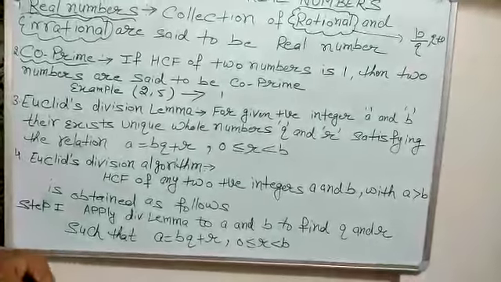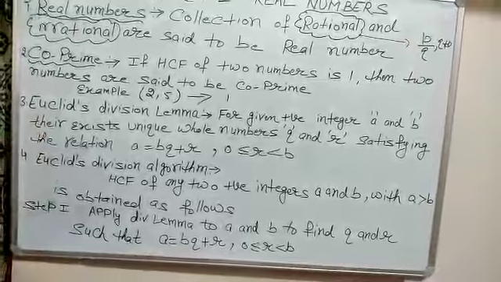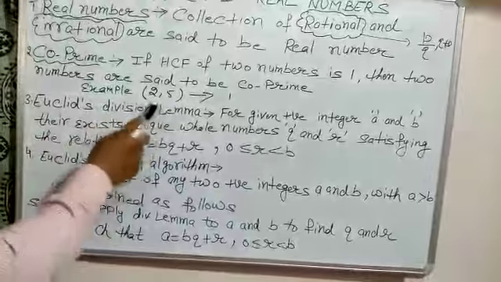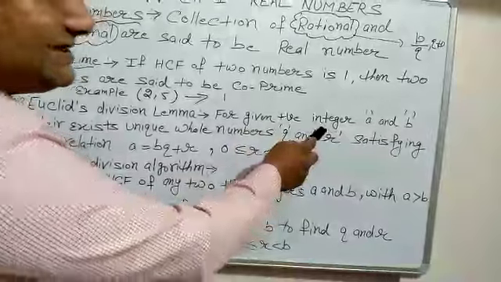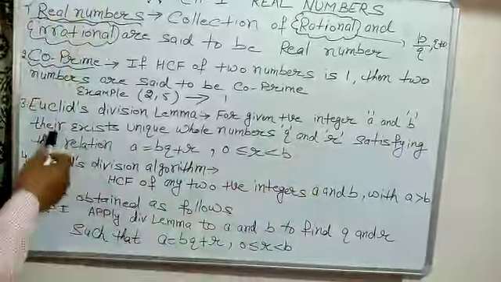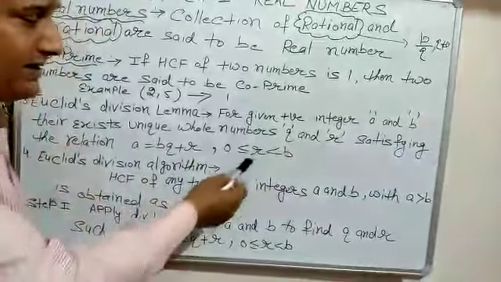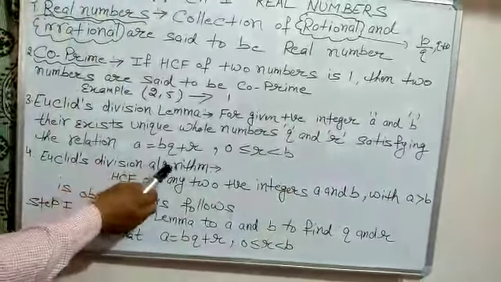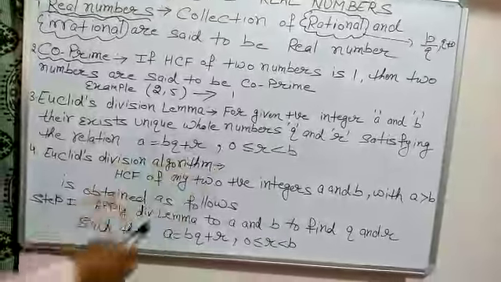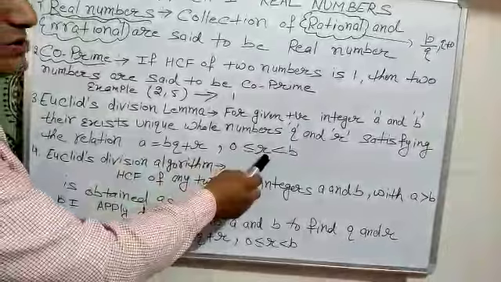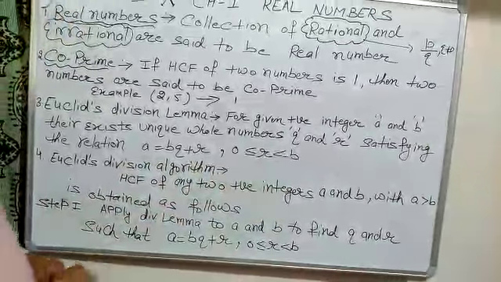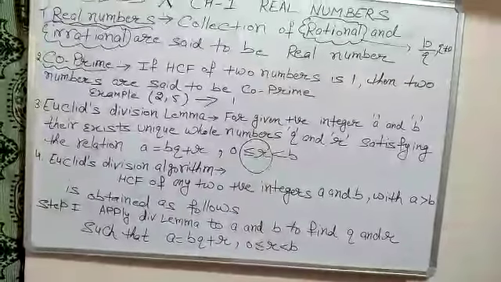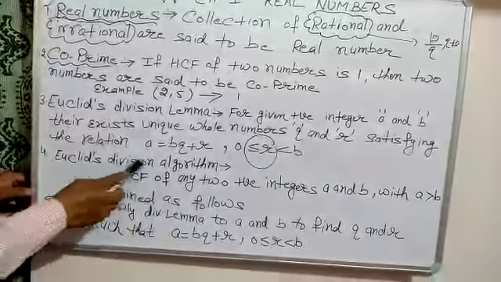Our next definition is Euclid's division lemma, one of the most important topics. For given positive integers a and b, there exist unique whole numbers q and r satisfying the relation a equals bq plus r, where 0 is less than or equal to r, less than b, meaning the value of r lies between 0 and b. Next is Euclid's division algorithm.